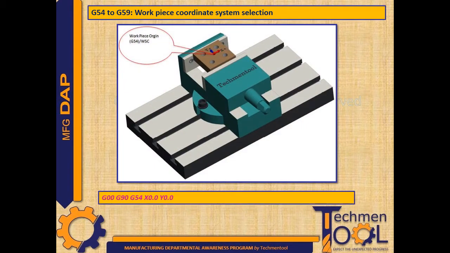Codes G54 to G59 are used for selection of workpiece coordinate system based on the type of operation carried out.